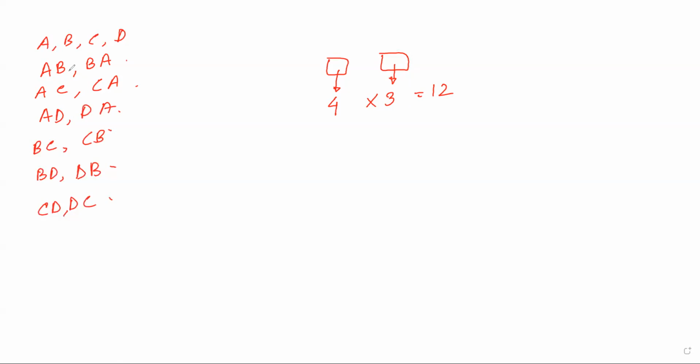So whenever there are fewer spots and more letters or more numbers, we will start from the number of letters or number of digits that are given, and we will keep on multiplying until we get to the last box. Say, for instance, if we give you another example, 10 different things, and we take 3 at a time.